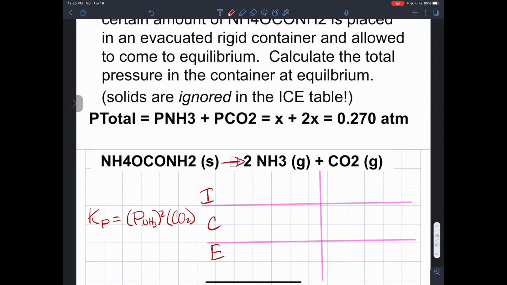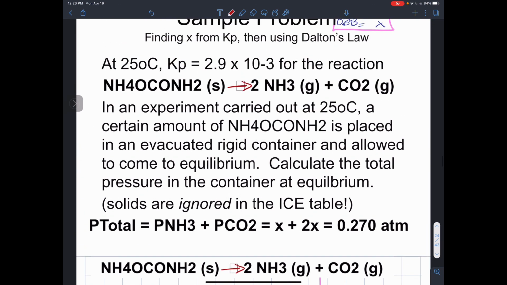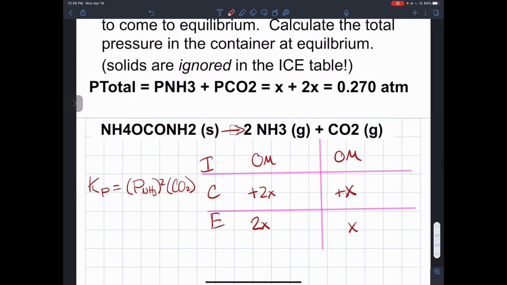And plug in the information that we do have. We know that initially there were no products because it said the container was evacuated. We know that plus 2x is the value of ammonia that will be produced, and for every plus 2x, there'll be x of carbon dioxide produced. So this is 2x and x. Now, we have the value for Kp. It was 2.9 times 10 to the negative 3. Let's plug that in.